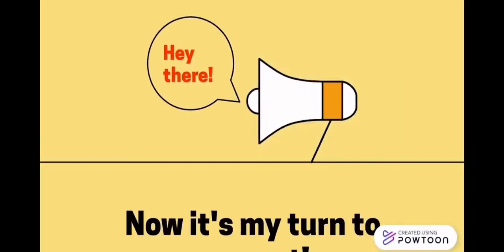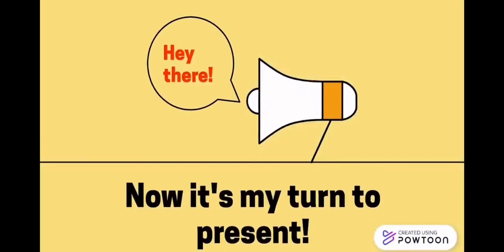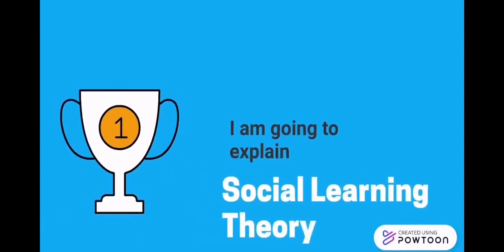Hey there, now it's my turn to present. I'm going to explain social learning theory. Throughout our life, we also learn by observing the environment and the behavior of other people around us. Some girls learn how to cook by observing their mothers in the kitchen, and some boys learn to drive by watching how other people are driving.